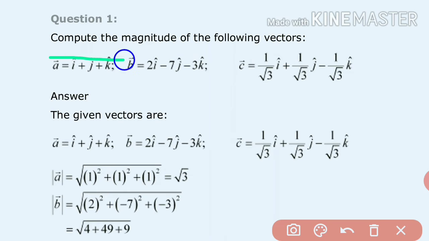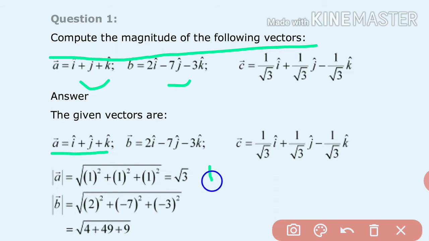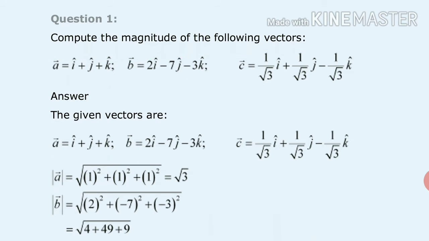You have to compute the magnitude of the following. Magnitude you can find for A, B and C. For the A vector the magnitude will be, look here, 1 square plus 1 square plus 1 square, under root, that is root 3. For B we will have a magnitude of root of 2 square plus minus 7 square plus minus 3 square. You will solve here: 49 plus 9 you will get.